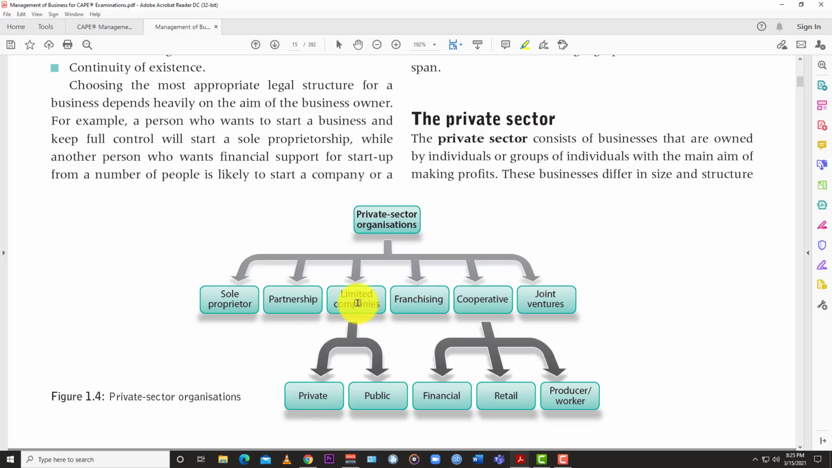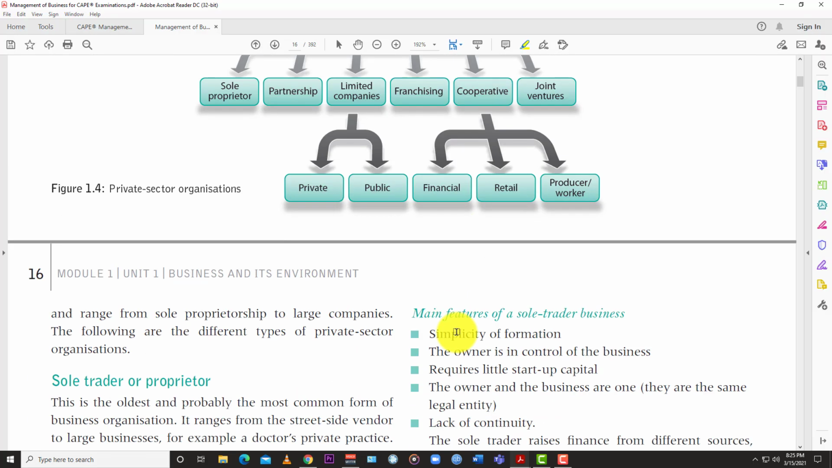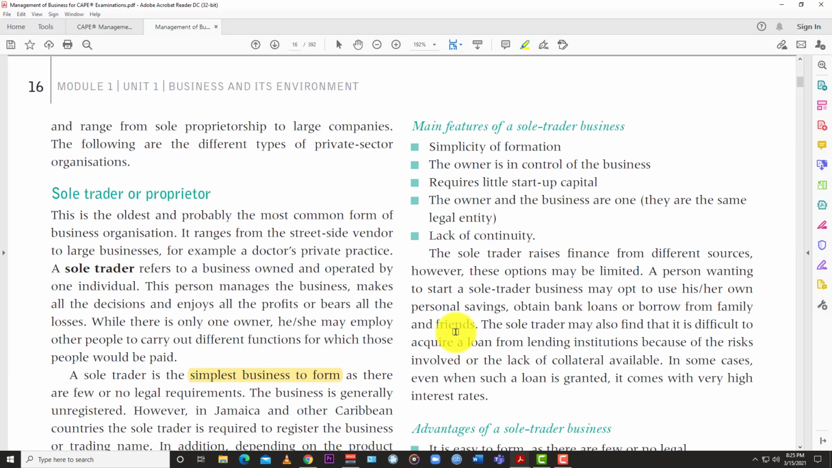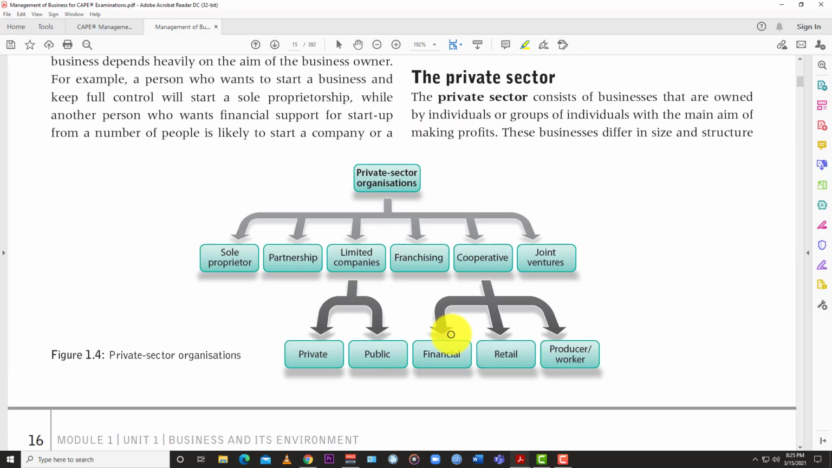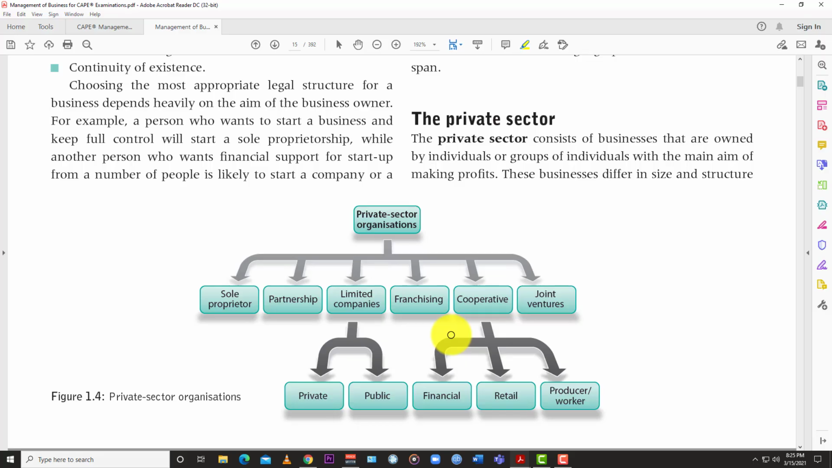Under the limited companies, like I said in POB, do not mix up a private company and a public company for private sector and public sector. People did that. But the sole proprietor, the partnership, the limited companies, the franchising, the cooperatives, the joint ventures, all those are examples of legal structures of businesses found under the private sector. And then we have the public sector, which is mainly the state-run operations. So you have the privatization, nationalized companies, privatized companies, those kind of things.